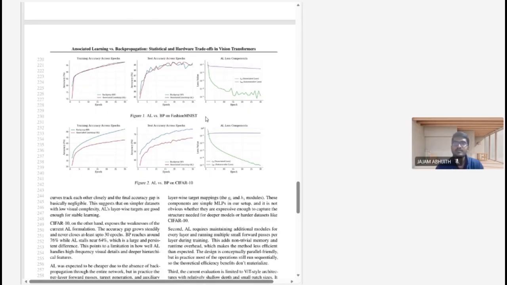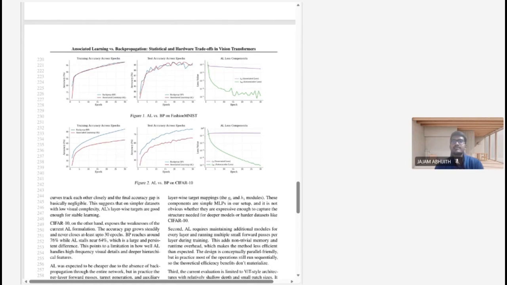Interestingly, AL actually shows slightly faster early generalization between epochs 3 and 7, reaching around 88 to 89%. BP catches up in the mid training region, and then in the later epochs both models oscillate within the same band, and the final test accuracy is effectively identical at about 89% for both of them.